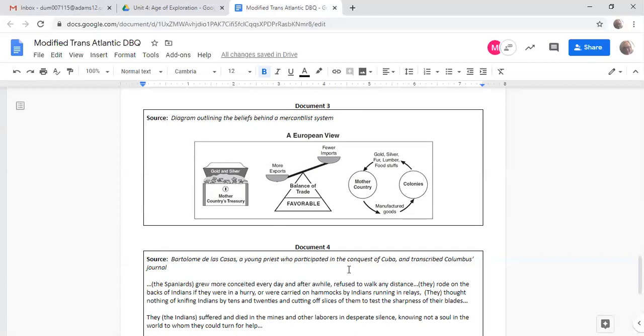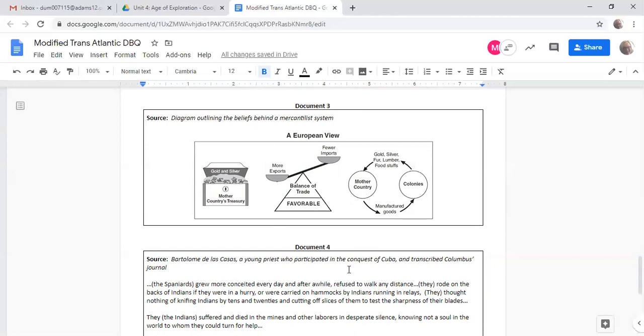So right now I'm making a connection in my brain thinking, okay, document 1 was an increase in wealth for Spain. Document 3 is basically saying it's mercantilism, which I know is an increase in wealth for the mother country. So now I know at least one of my overall effects, that European nations got wealthy as a result of this transatlantic trade. And I know I can use documents 1 and 3 to support that. So super cool.